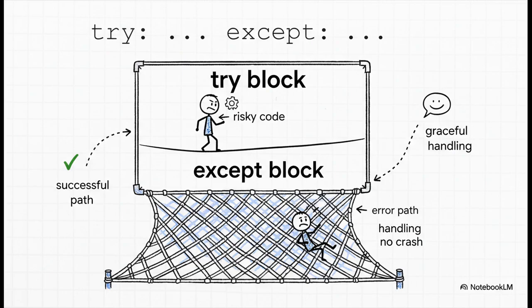Look at this structure. We put any code that might be a little risky inside a try block. Now, if an error happens, the program doesn't just die. Instead, it jumps down to an except block. And in there, we can handle the problem gracefully. Maybe we show the user a friendly message. This is how you build software that doesn't fall apart.